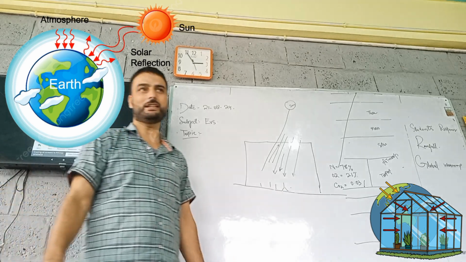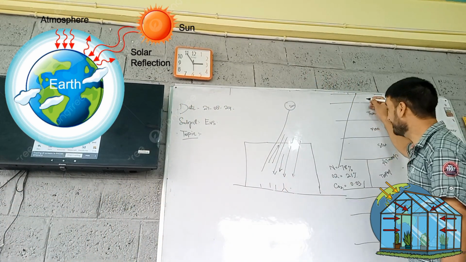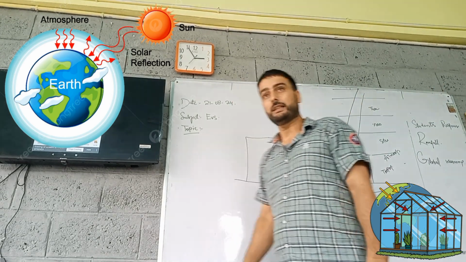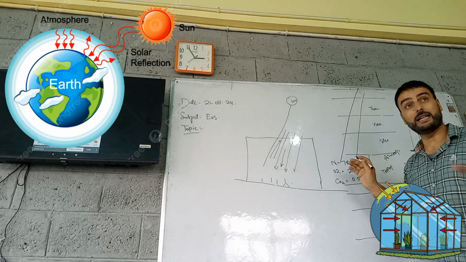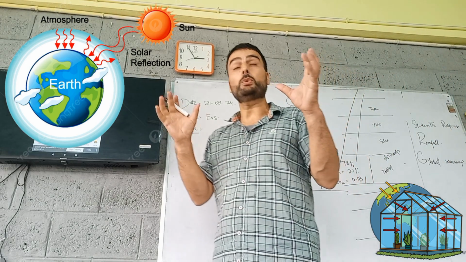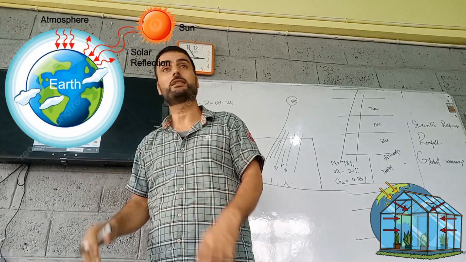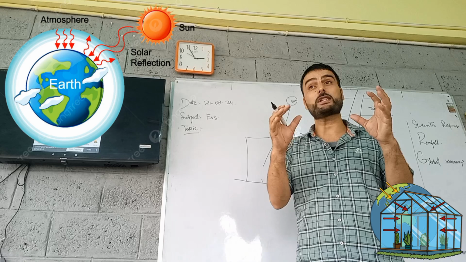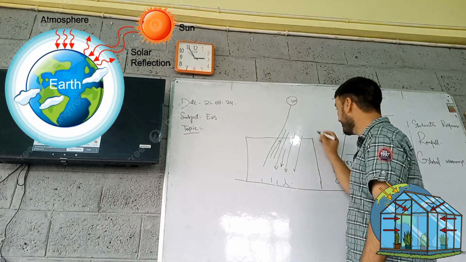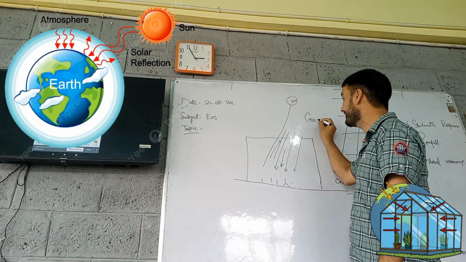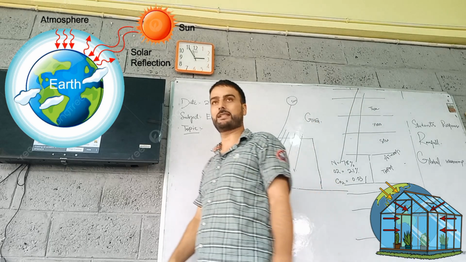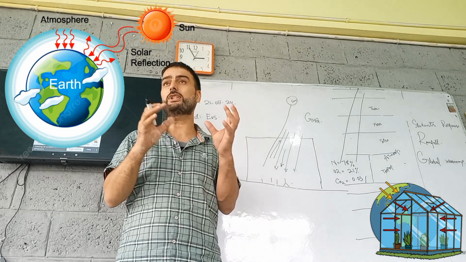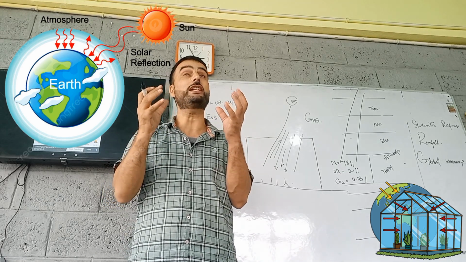Please remain attentive towards me. My dears, when sun rays reach our atmosphere, our troposphere, there are some gases present which absorb the sun rays. Those gases which absorb sun rays here are known as greenhouse gases. A question will come in the examination: what are greenhouse gases? Greenhouse gases are those gases which absorb the radiation, the rays of the sun.